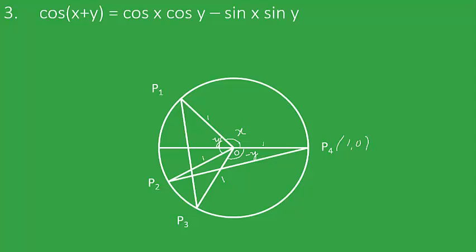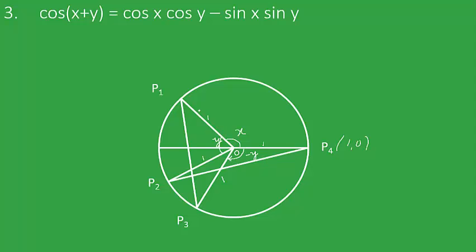P1 is a point subtending an angle x at O, and P2 is a point which subtends an angle x plus y at the center, and P3 is a point which subtends angle minus y at the center.